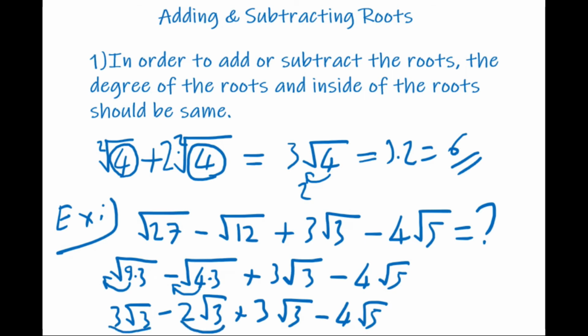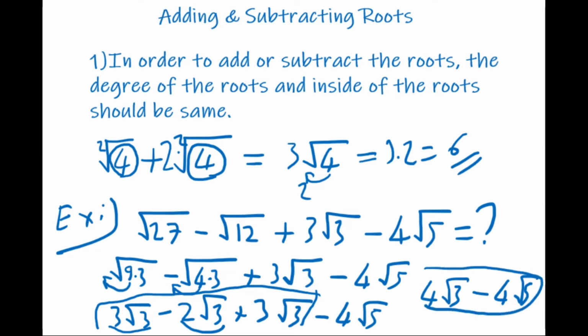So here we have 3 square root of 3. Here we have 2 square root of 3. If you subtract, you can think of the root parts something like this. For example, imagine that square root of 3 is an apple, okay? So 3 apples minus 2 apples is going to be just 1 apple, right? And 1 apple plus 3 apples is going to be 4 apples. So from these first 3 terms, we're going to have 4 apples, in other words, 4 square root of 3 minus 4 square root of 5.